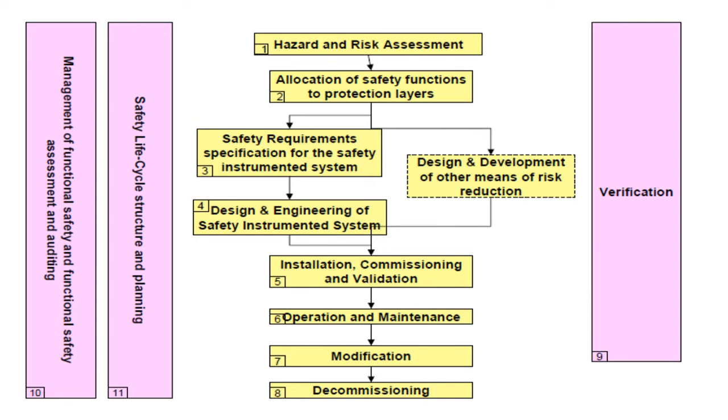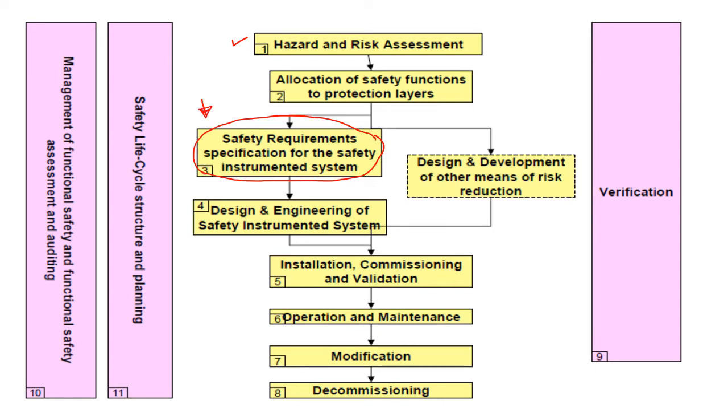So if you see the IEC 61511 flowchart, we have already covered certain things like hazard and risk assessment, and the allocation of the safety function to the protection layers has also been covered. So now we are in this third stage, where the safety requirement specification of the safety instrumented system should be specified, right? So we are at this stage now.